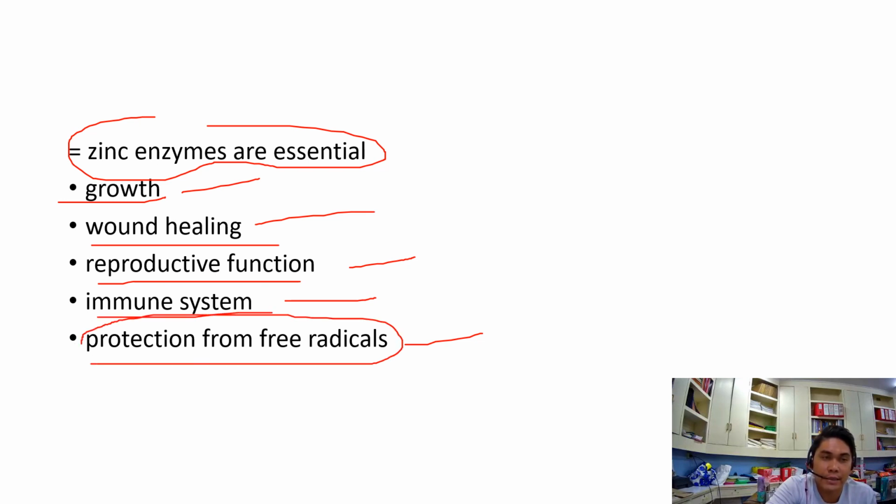So if you have zinc deficiency, you'll have problems with growth, wound healing, reproductive function, immune system, and protection from free radicals. That's why during the COVID pandemic, they said to take vitamin C with zinc, or a multivitamin with zinc, because zinc is important in the immune system and protection from free radicals. And remember, I think I mentioned zinc in the discussion regarding vitamins: in order to produce the active form of vitamin A, you need zinc as cofactor.